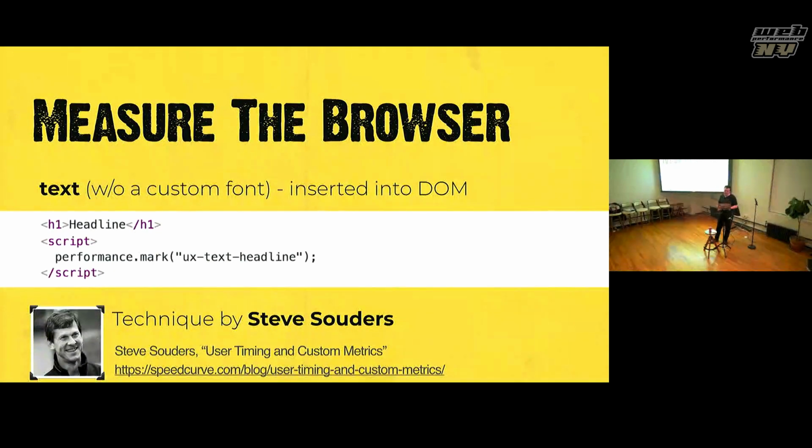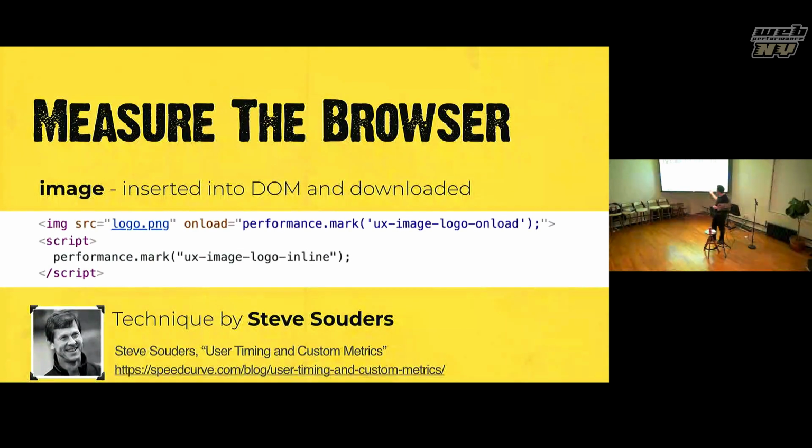He put a lot of effort into understanding how to track user experience using user timing. So, for example, when you need to know when text that doesn't use a custom font loads, you just include this script tag right after it in the DOM, in your HTML. So when text is injected into the DOM, right after that, the JavaScript will fire, and it is as close as you can get to knowing when text showed up, if it didn't use a custom font.